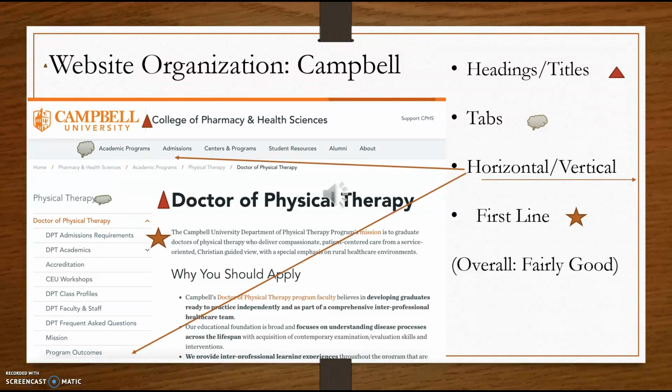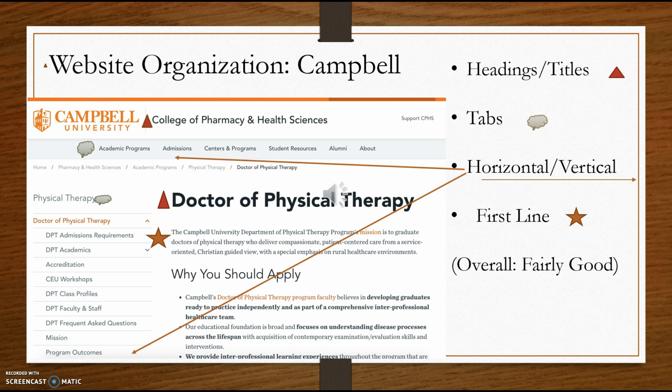We continue to look at website organization, this time for Campbell University. Same deal. The very first title is Doctor of Physical Therapy, same first title as the last website. And bold is the first thing that catches your attention. Notice how it's a larger font. It really stands out from the text, even though it isn't using other colors. The tabs are very similar as well. They read up to down and left to right, both vertically and horizontally. And the first line tells you exactly about the program, kind of its mission statement. If anything, I would say it's slightly more effective though.